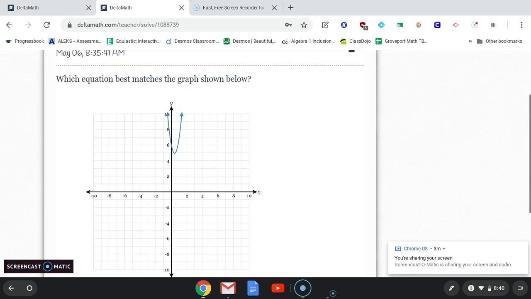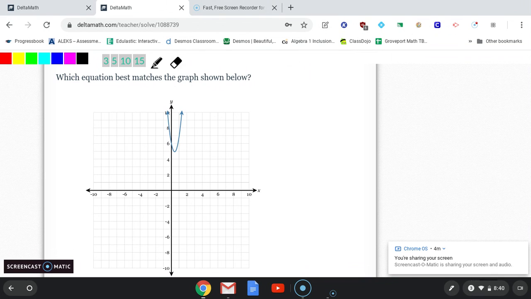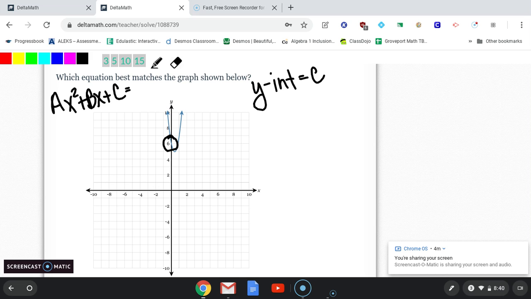So let's look at this one. This one says which equation best matches the graph below. So the first thing I'm going to look at is the y-intercept. So the y-intercept is equal to c when we have standard form. Remember, it's ax squared plus bx plus c equals 0. So y-intercept equals 6. So that means c equals 6.